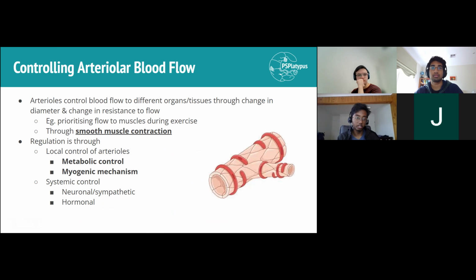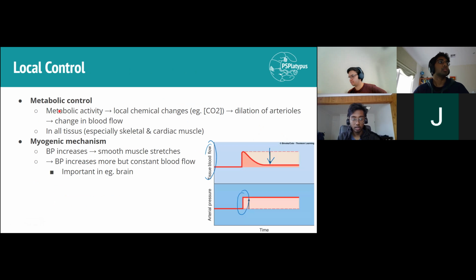Everything at the end of the day is going to end up with smooth muscle contraction, and it's organized in the way that you see on the diagram on the right, where you have smooth muscle wrapping itself around the blood vessel, and it's going to contract. But starting us off with metabolic control under local control.